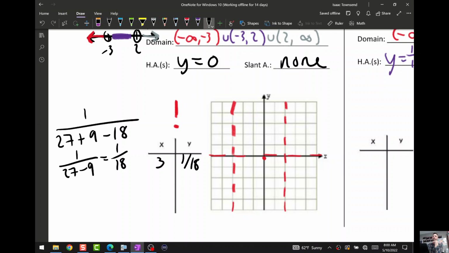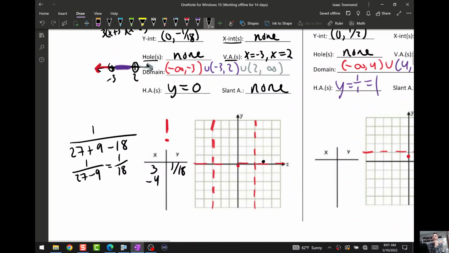Looks like it is 1/18. So I've got 1 point near the right side of my graph, 1 point somewhere here in the middle. I kind of like to have maybe 1 more point somewhere on the left side of my graph. So I'm going to pick -4 and plug it in.